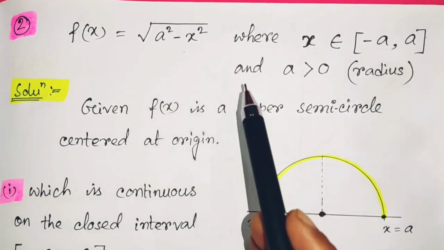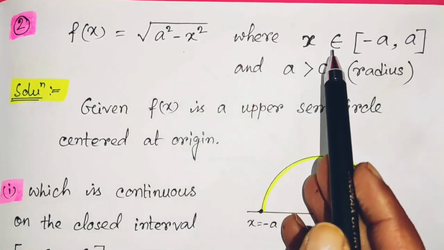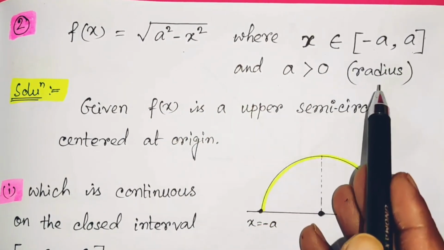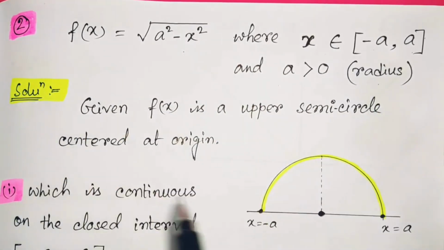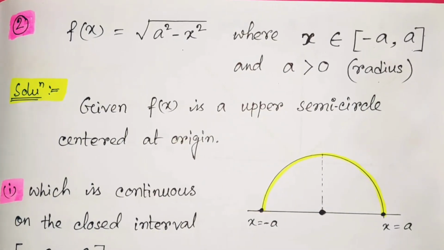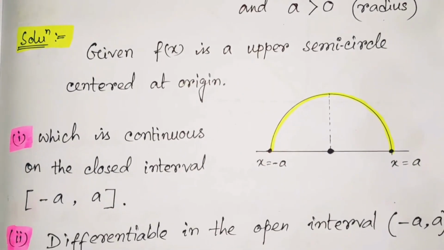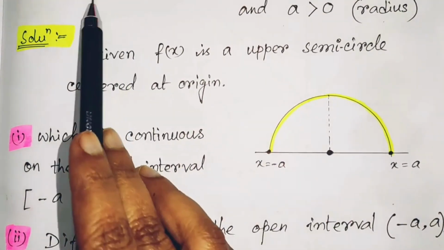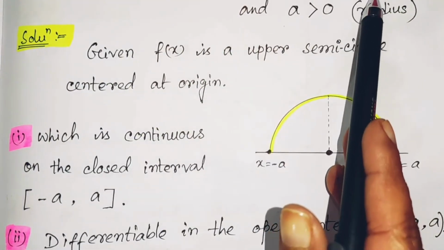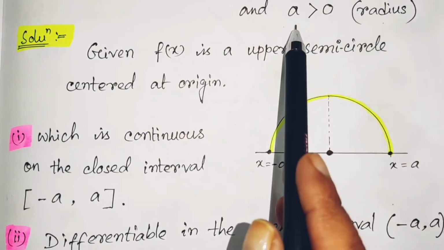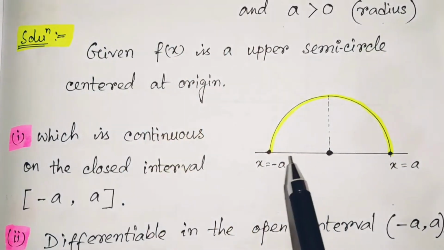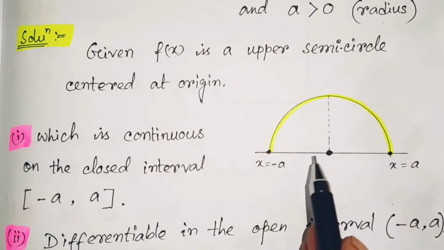Anyways, here it is given that x lies between minus a to a, where a is called the radius. For this function, we are supposed to verify whether Rolle's theorem holds or not. So for the given semicircle, the given interval is minus 1 to 1 and the radius is greater than 0. So this given one we can draw in this way. I am just drawing the semicircle.